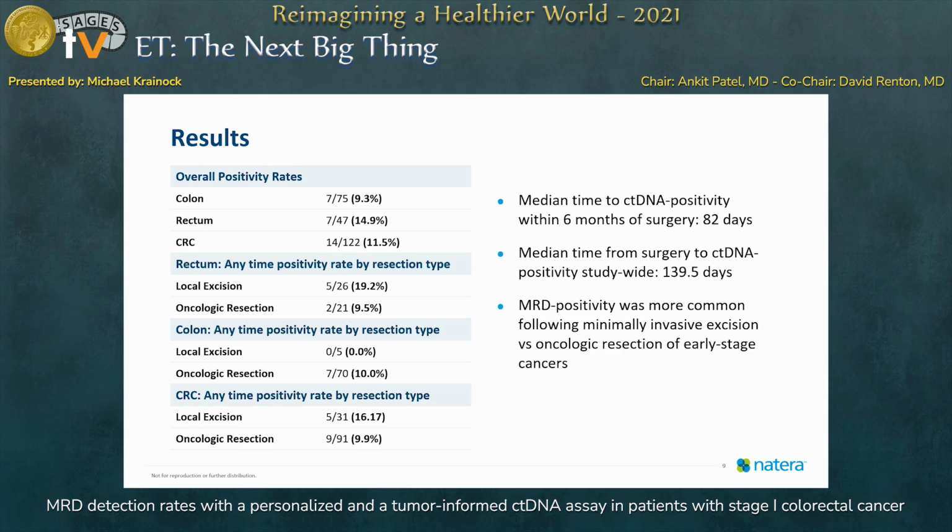Interestingly, when you looked at TAMIS versus LAR or APR, you saw a spread of 19.2% versus 9.5%, which I thought was pretty interesting. I know we have some colorectal surgeons out there in the crowd today. This didn't quite reach statistical significance because of small n, I think, but with a larger series, we might get there. So kind of an interesting question to ponder. And with colon cancer, we really didn't have too many local excisions to speak of, but 7 of 10 after segmental colonic resection had a molecular recurrence as detected by the Signatera assay.